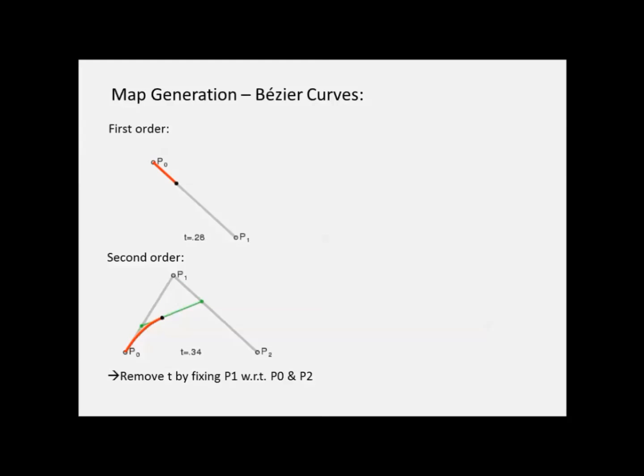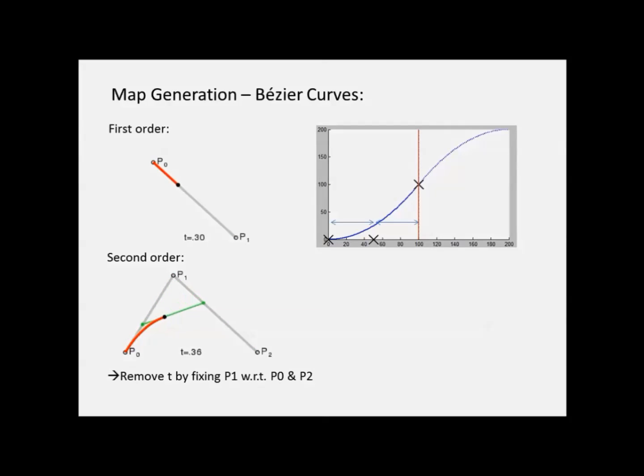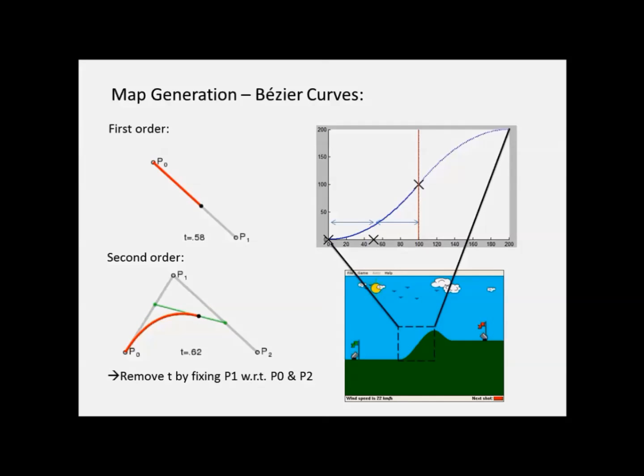When we fix the position of the middle point with respect to the others and rewrite the equation, we get a nice function of y versus x. If we mirror this, it looks something useful. And this is half our hill. We can do the same to the second curve and finalize the map.